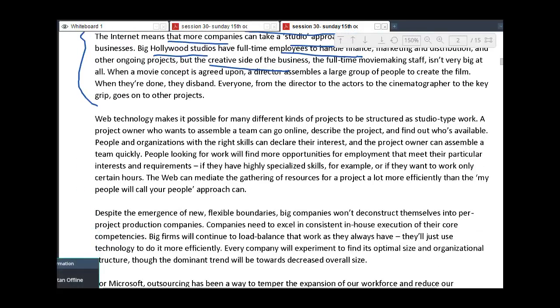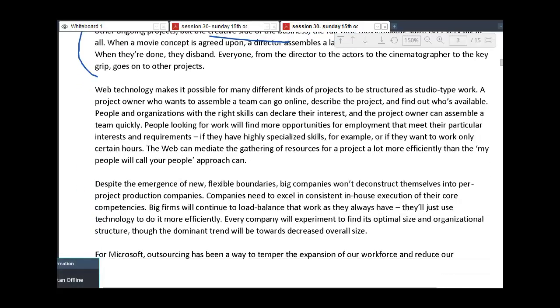It says web technology makes it possible for many different kinds of projects to be structured as a studio type. A project owner who wants to assemble a team can go online, describe the project, and so on and so forth. People and organizations with the right skills can declare their interest. People looking for work will find more opportunities for employment. The web can mediate the gathering of resources for a project a lot more efficiently than many people will.